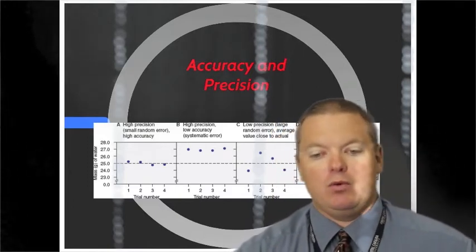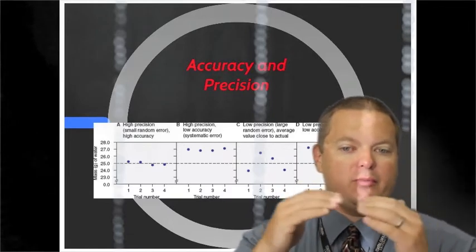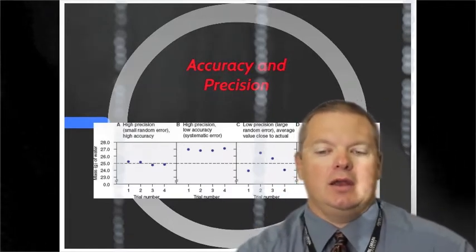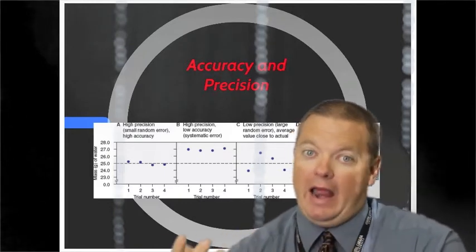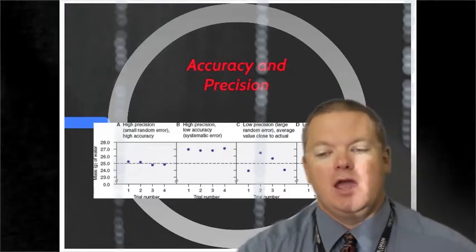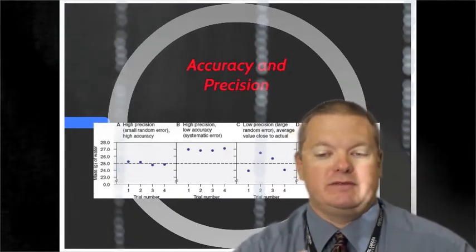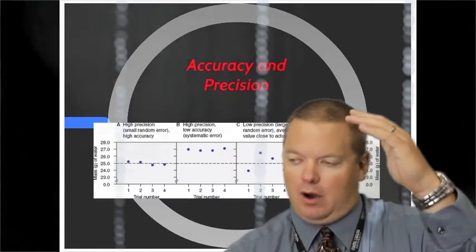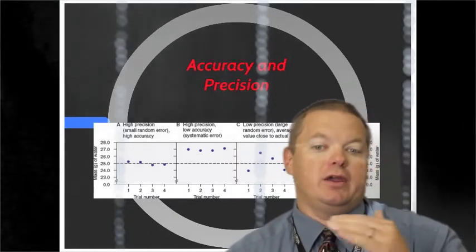In example B, all of our numbers are now close together, but they're all far from what we expect them to be, that dashed line, so we can say that these are not accurate. We have low accuracy, but we still have high precision. If we look at these values again in figure B, we see that all of them are above the true value that they're supposed to be.